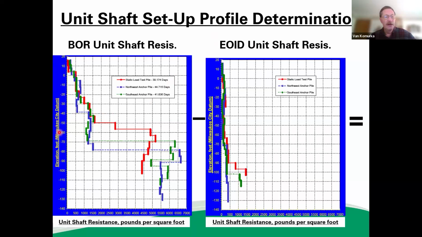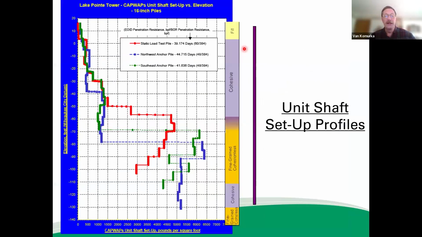So again, here we have elevation. Pile toes are down here. This is elevation of the sides of the shaft. Unit shaft resistance at restrike or long-term unit shaft minus the unit shaft resistance at initial drive or initially. And the difference between those profiles then gives us unit shaft setup profiles. And you'll note that, again, now we have setup, not total shaft resistance, but setup on the order of 6,000 PSF out here.